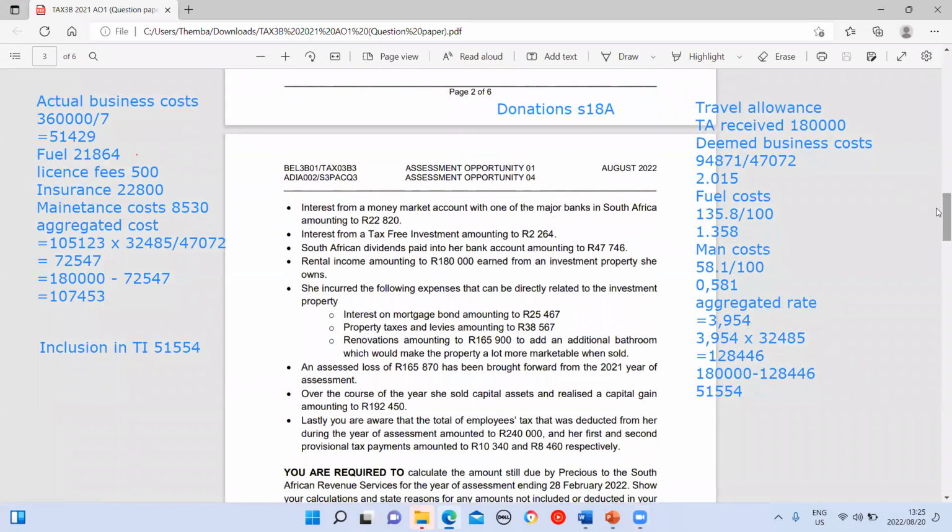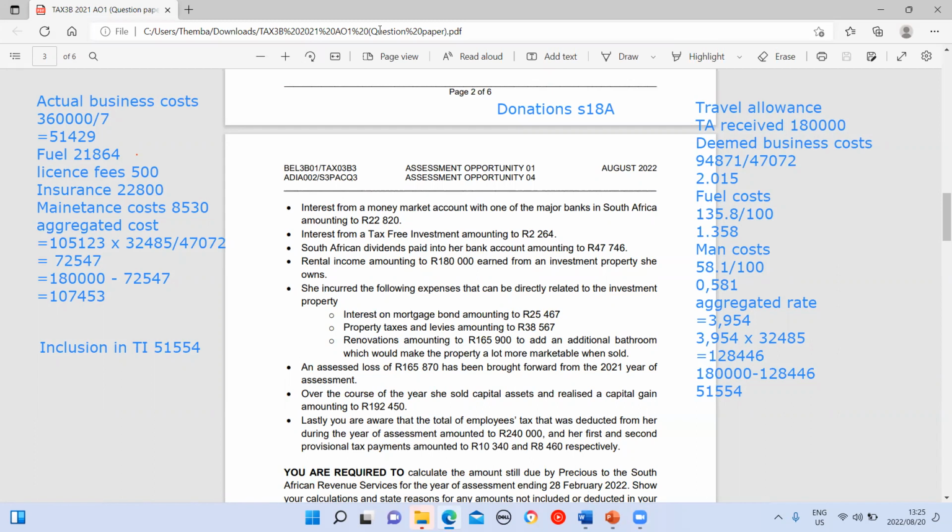Now, interest from the money market account with one of the major banks in South Africa amounting to 22,820 rand, and interest from a tax-free investment amounting to 2,264 rand. So we know that this will be included in gross income because as per the paragraphs under the gross income definition, we'll have to include this amount in gross income because they may be viewed as capital in nature and not initially included in terms of the definition, but it will be included in terms of the paragraphs under the gross income definition. This makes sense.